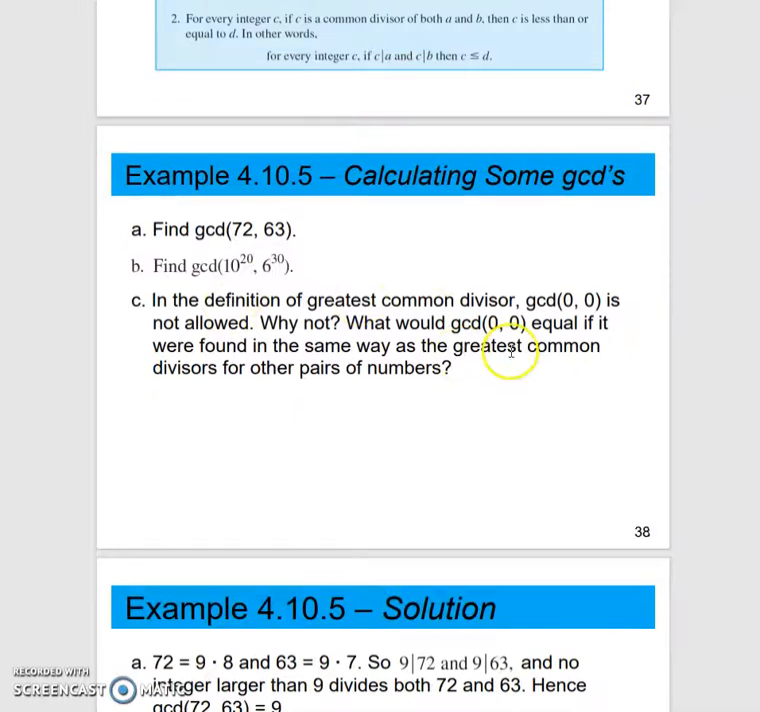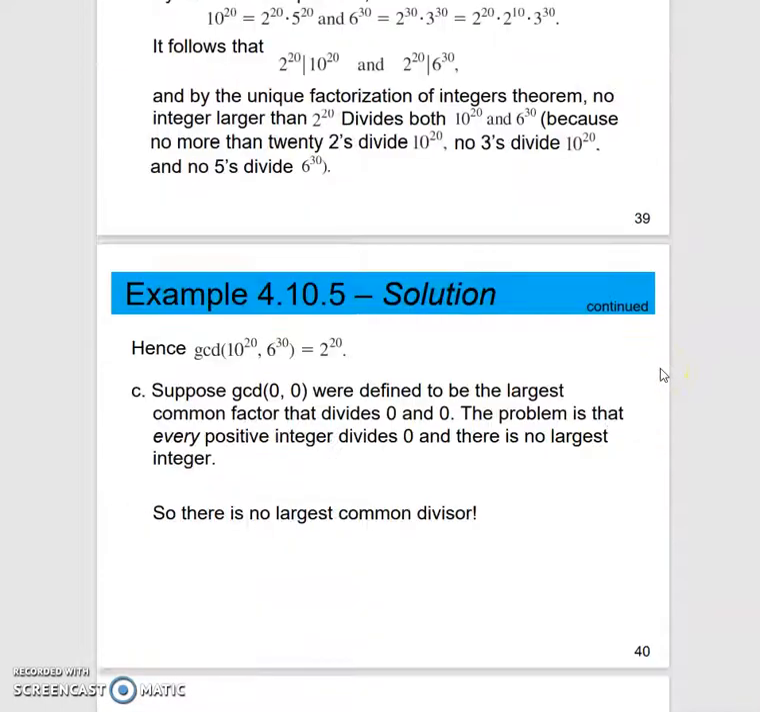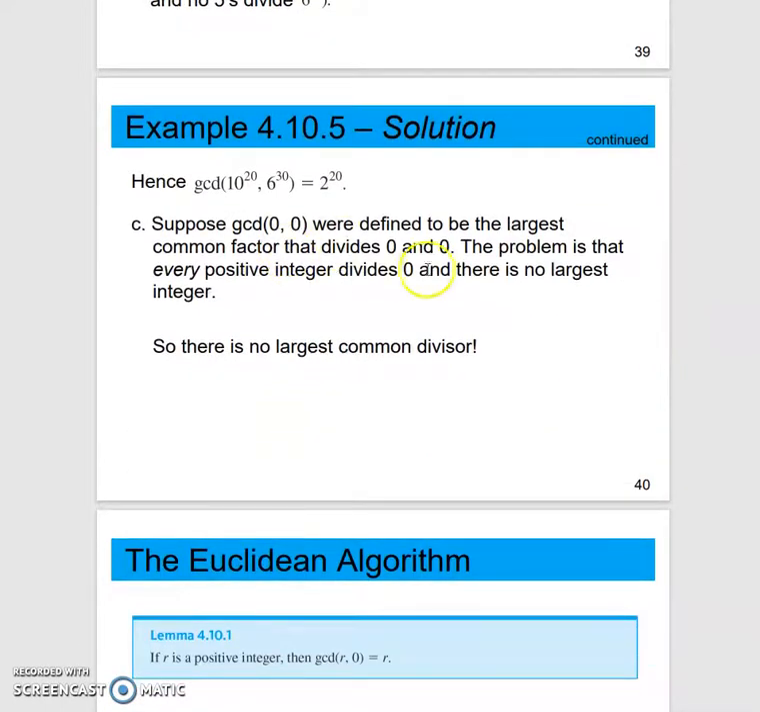And finally, in the definition of greatest common divisor, the GCD of 0 and 0 is not allowed. What's going on there? There is no largest common factor that divides 0 and 0 because it works with everything. So that is why we do not look at that.